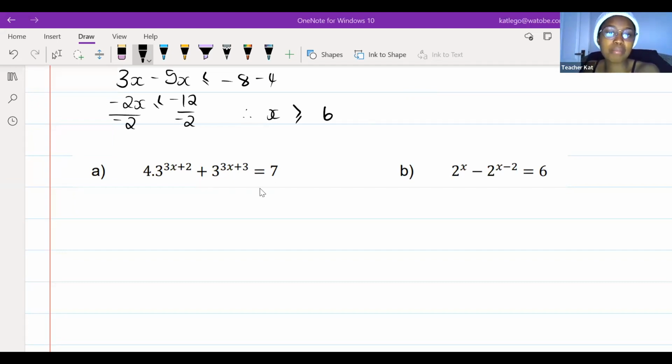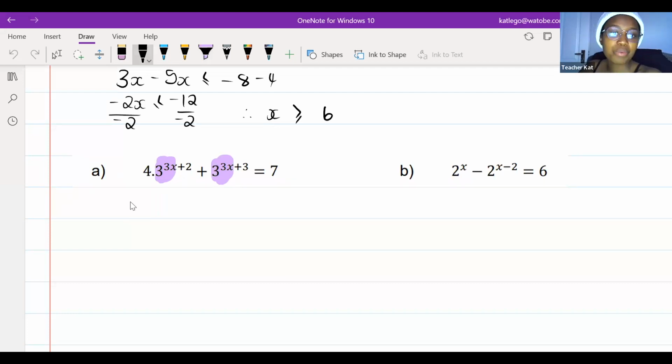So we want the same base on both sides. Take the bases out, sort of. Let's check what we have here. We have 4 times 3 to the power of 3x plus 2, plus 3 to the power of 3x plus 3, equals 7. All right, so we want to isolate these x's that are in the exponents.